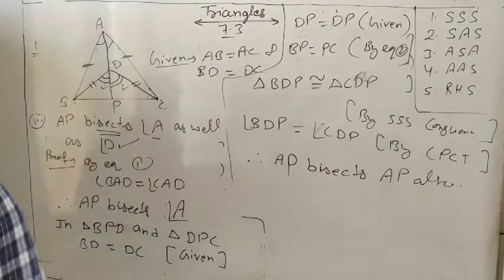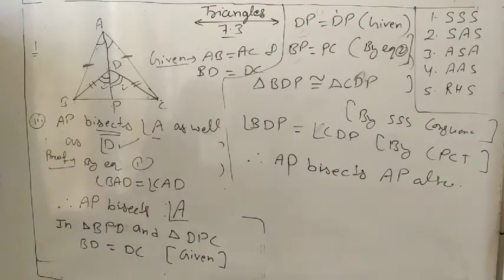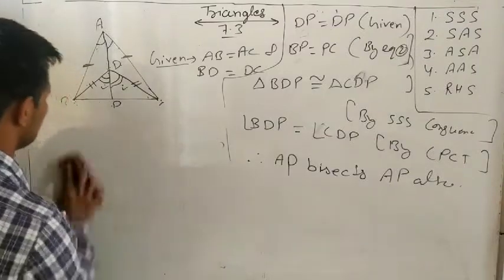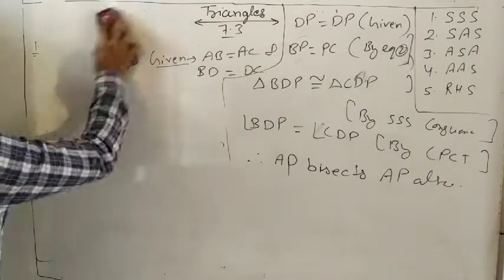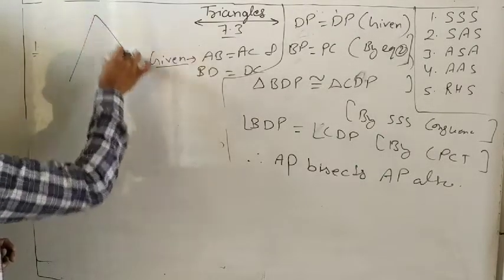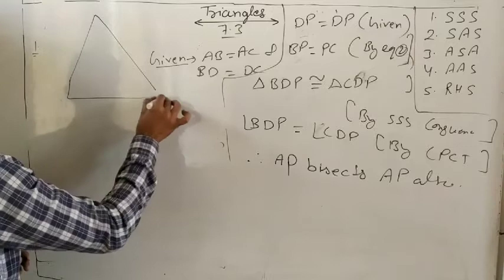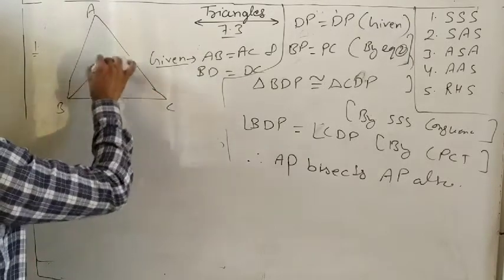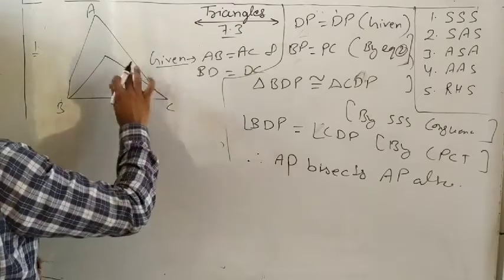Fourth part: AP is the perpendicular bisector. I am making its diagram again. A, B, C, and it is given.